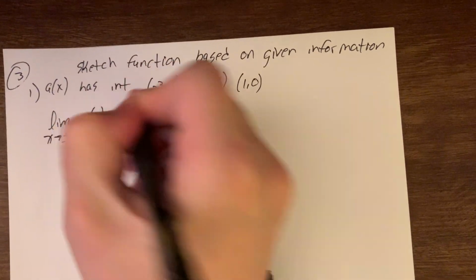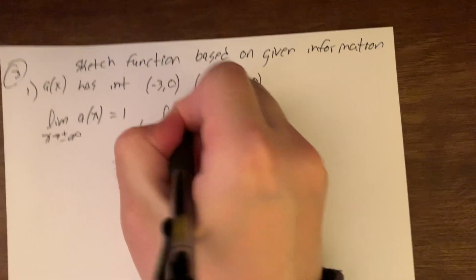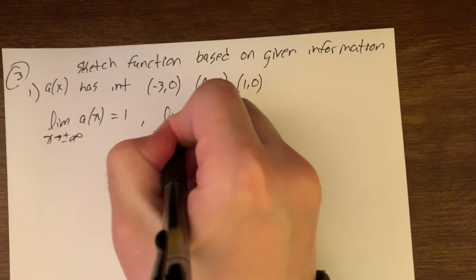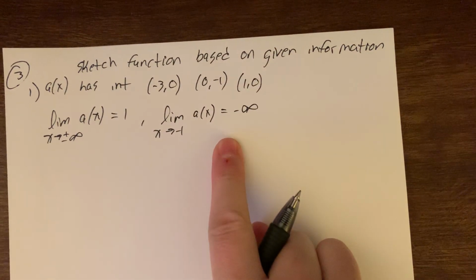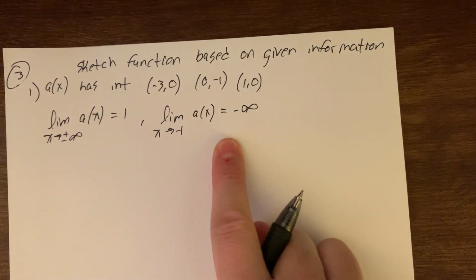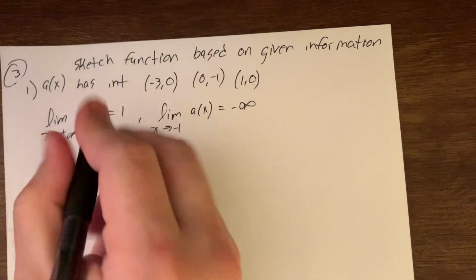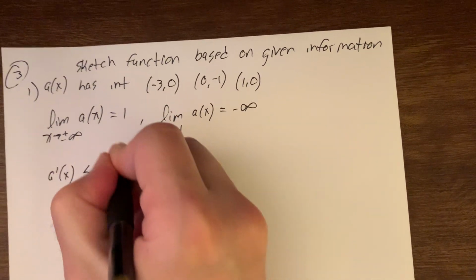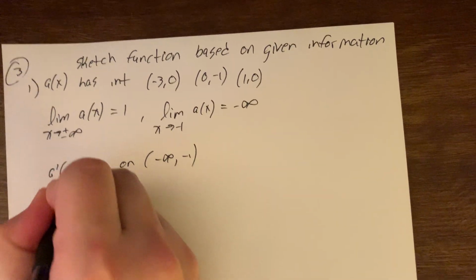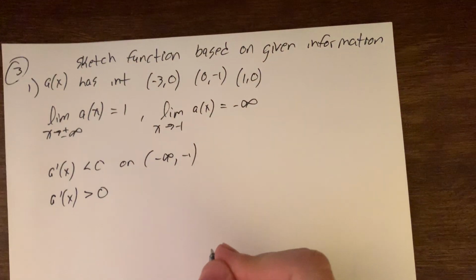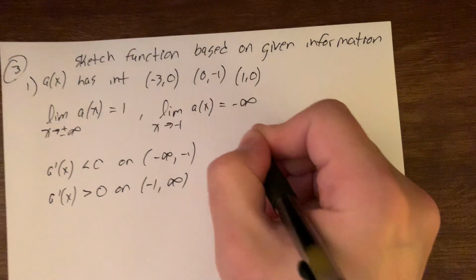positive and negative infinity equals 1. I will also tell you that the limit as x approaches -1 equals negative infinity. And then we'll finish up with A prime of x is less than 0 on the interval -infinity to -1. A prime of x is greater than 0 on the interval -1 to positive infinity.